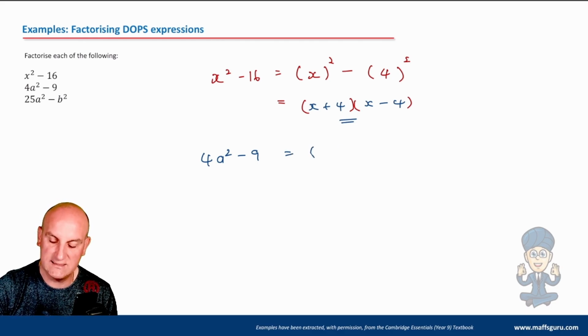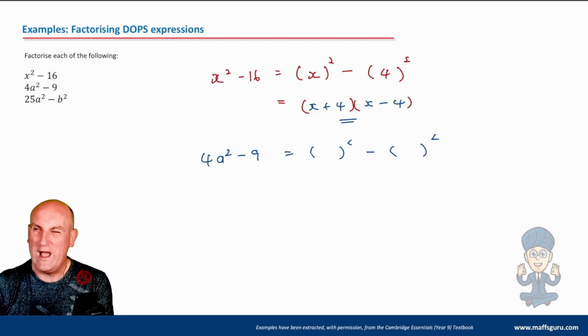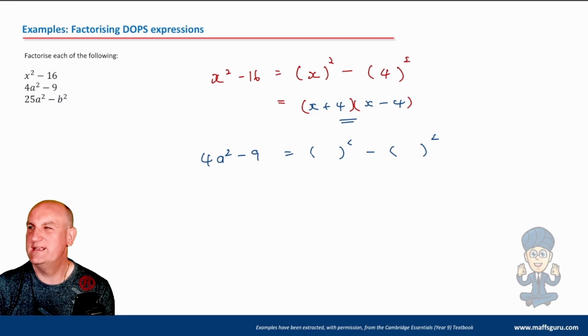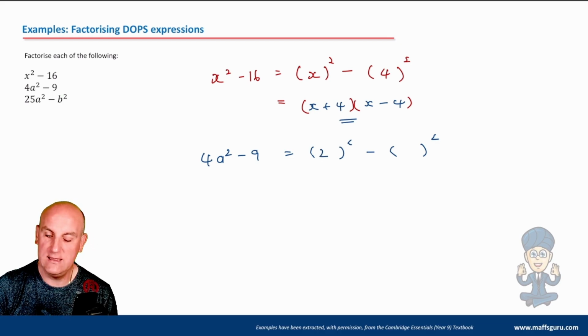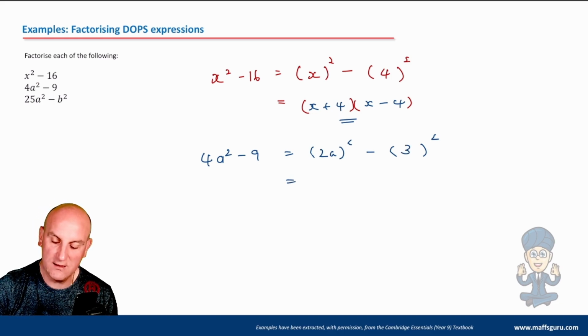Right, let me see, set of brackets squared, minus set of brackets squared. 4a squared. A number times by itself is going to give me 4. That's going to be 2. It's got to be an a. 9, a number multiplied by itself, oh, it's got to be 3. And there we go. That's the hard part done.